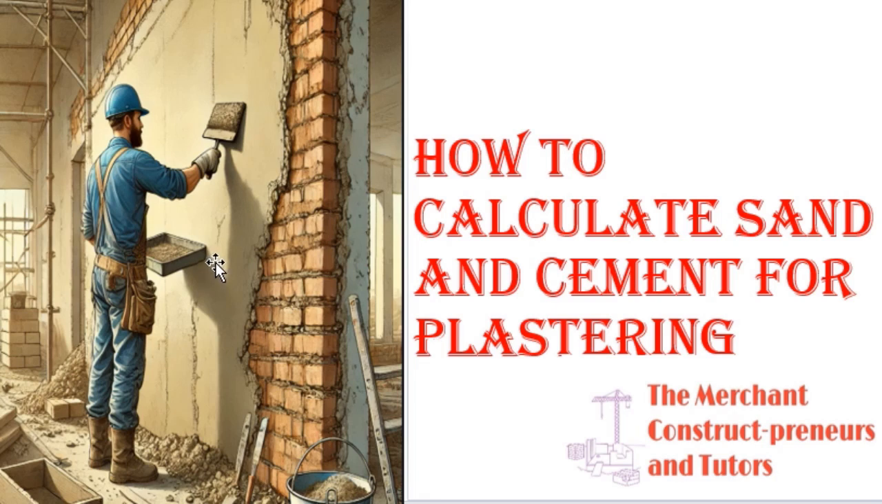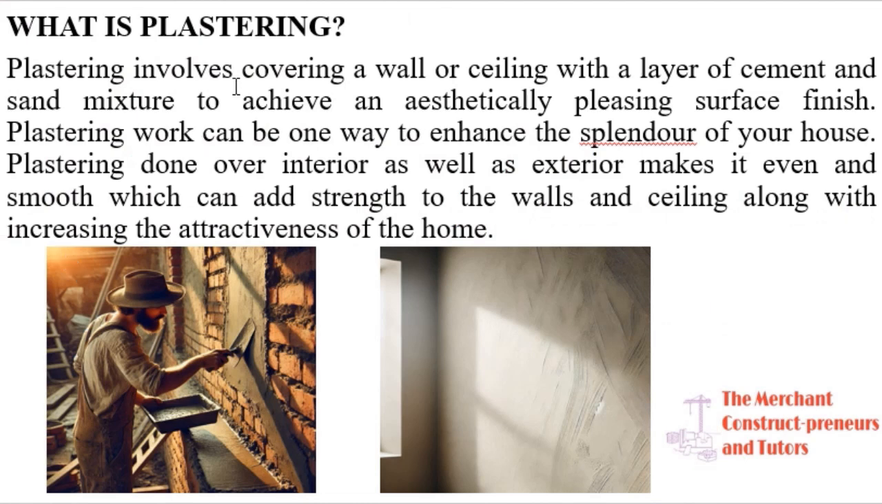Without waiting for much of our time, let us understand what a plaster is and what makes up a plaster. So in this next slide, we have what is plastering. Plastering involves covering a wall or a ceiling with a layer of cement and sand mixture to achieve an aesthetically pleasing surface finish. Let's use these two images here. This is a brick wall. A plaster covers this brick wall to give us a smooth surface that is aesthetically pleasing. The texture is smooth and pleasing to the eye. I'm not seeing the brick wall with all the joints and mortar and the rest.